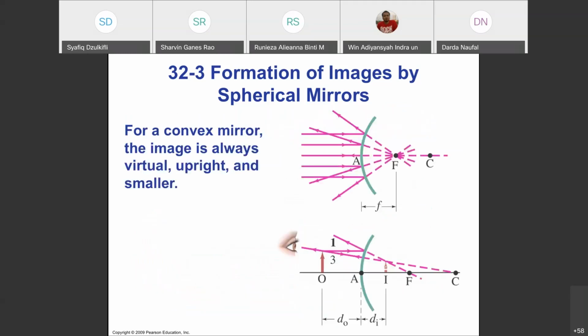Okay, now convex mirror. Just now it was concave, this one is convex. The best example of a convex mirror is the rear view mirror in every car. The image is always virtual, upright, and smaller. In concave it is inverted, larger and real. In convex, it's upright, smaller, and virtual.